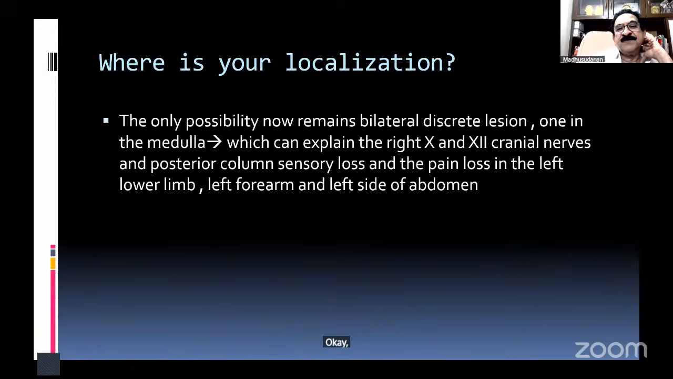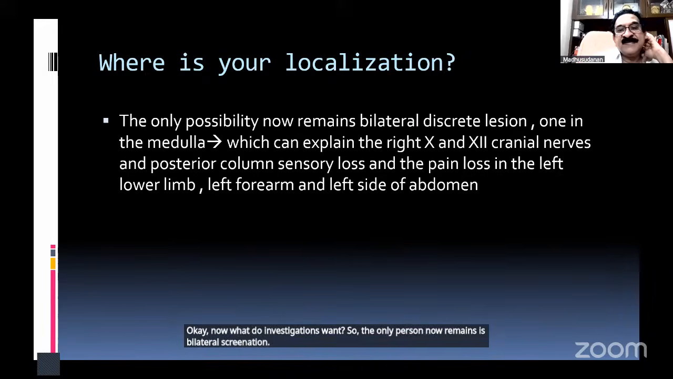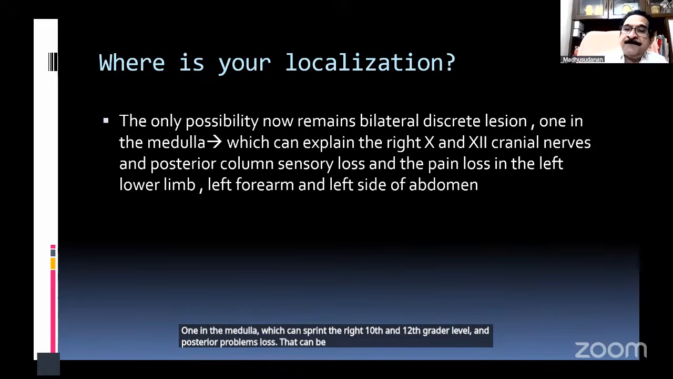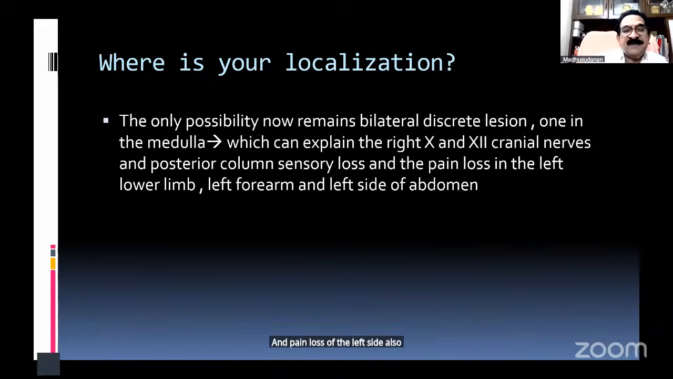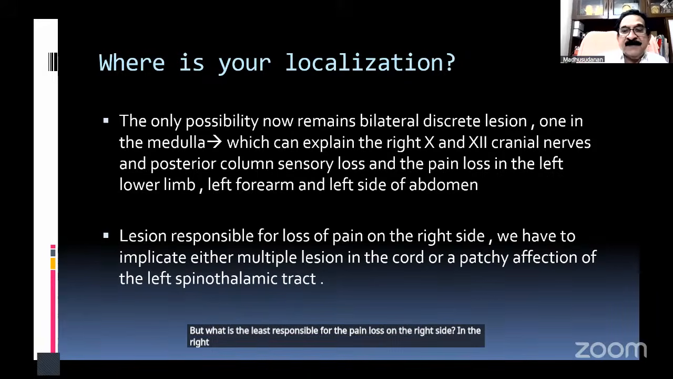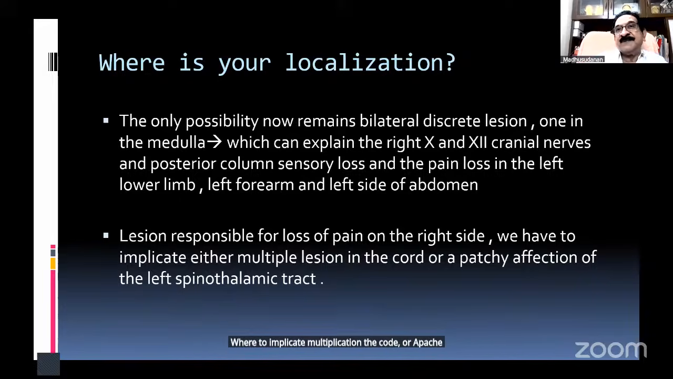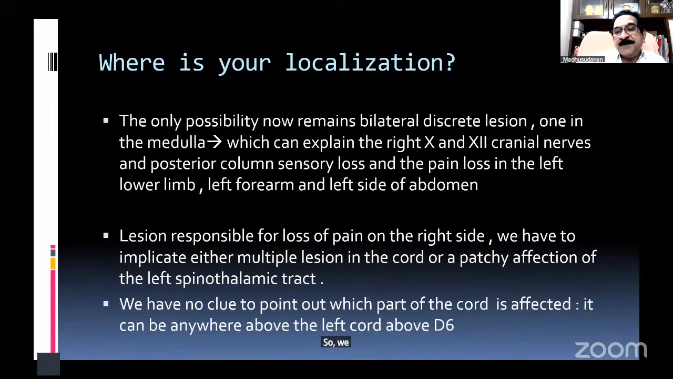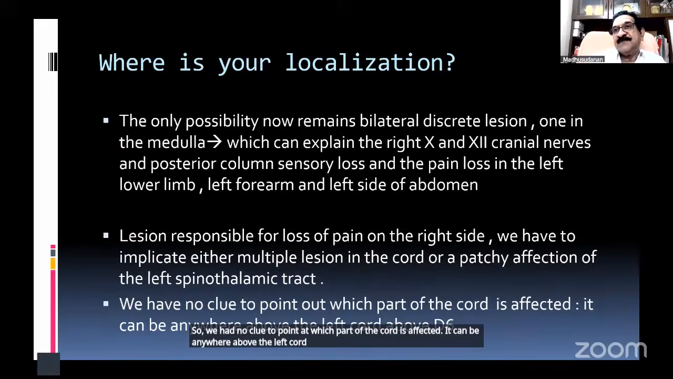Now, what investigation do you want? The only possibility that remains is bilateral discrete lesions. One in the medulla can explain the right 10th and 12th cranial nerve involvement and posterior column loss, and the pain loss on the left side can also be explained by the medulla. But what is responsible for the pain loss on the right side of the abdomen and the posterior aspect of the thigh? We have to implicate multiple lesions in the cord or a patchy affection of the spinothalamic tract. We have no clue which part of the cord is affected; it can be anywhere above the cord. That's all we can say.